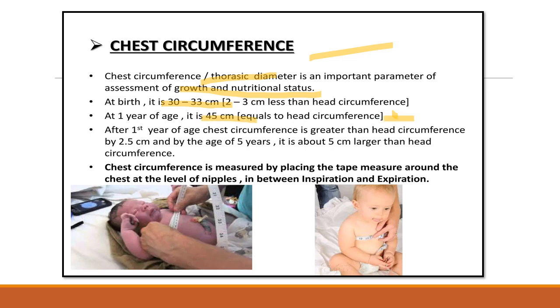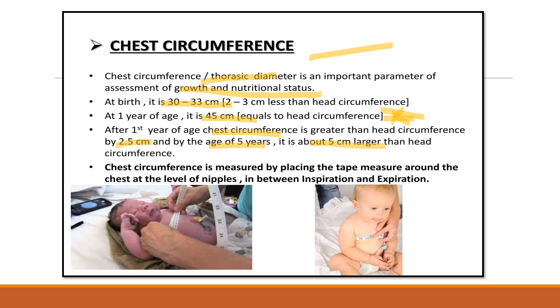It is asked in every exam. At 1 year, head circumference is equal to chest circumference. After that, the chest circumference will be larger than head circumference. After the first year, chest circumference increases by 2.5 centimeter, and by the age of 5 years, it is about 5 centimeter larger than the head circumference.